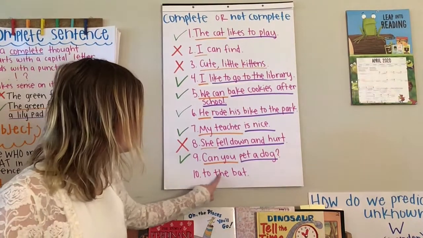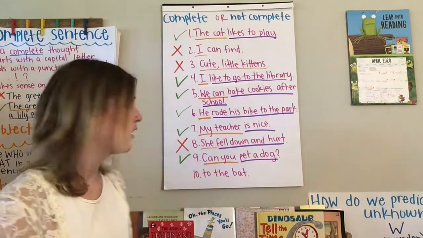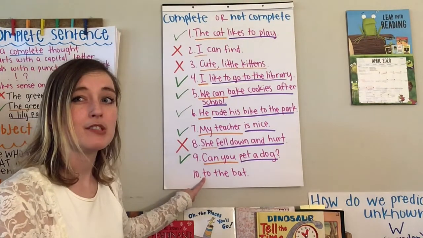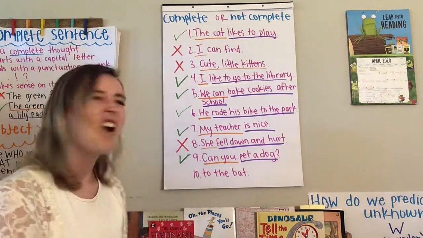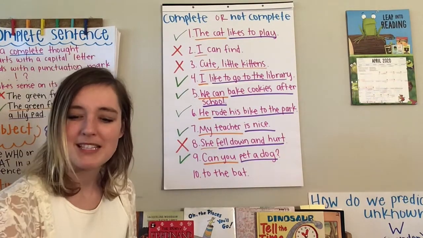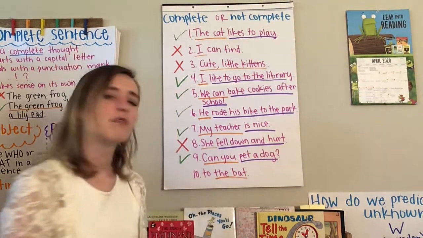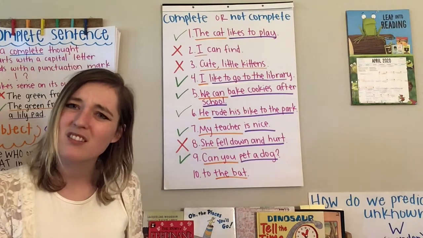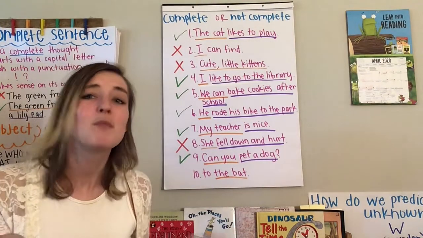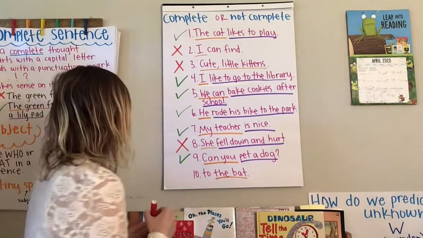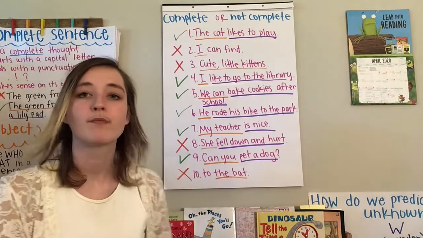Last one says, to the bat. Look right here. Is it capitalized? No. There's a punctuation, but it's not capitalized. Also, it doesn't make sense. The bat is the subject? To? Is that the predicate? I don't know. This is not a complete thought. This does not make sense. So this is not a sentence.